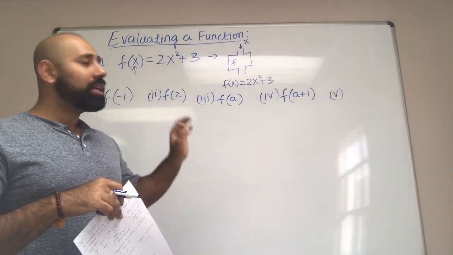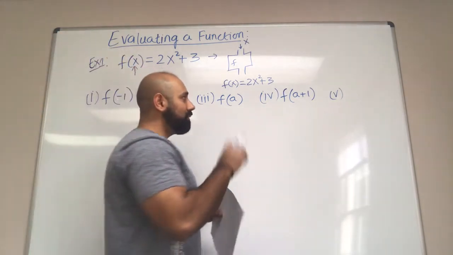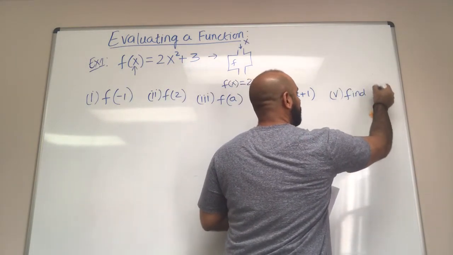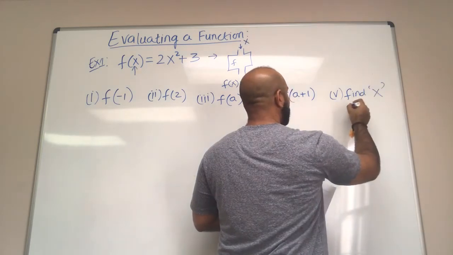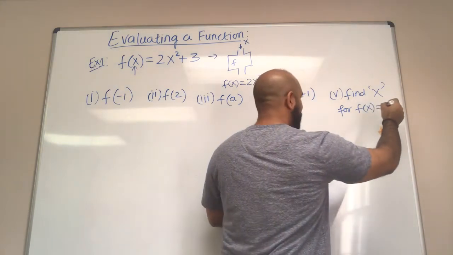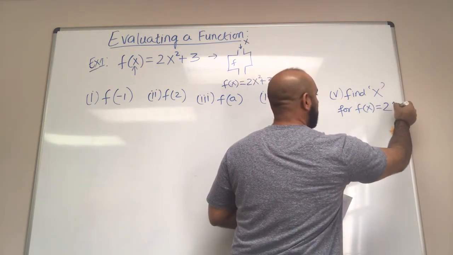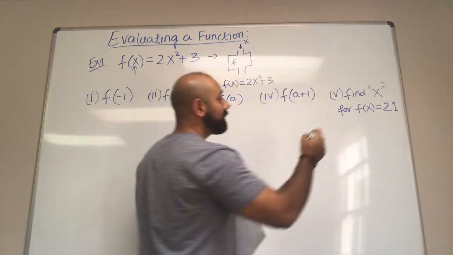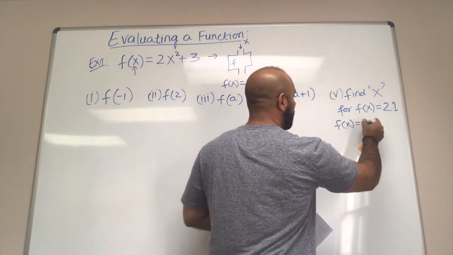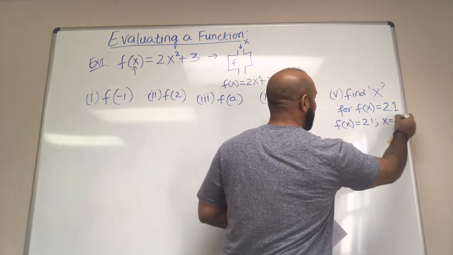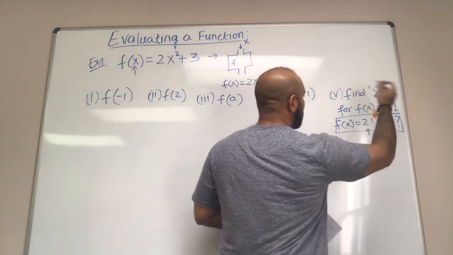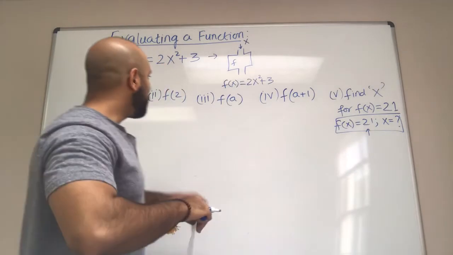So please see the wording of the last one carefully. The fifth part here says, find x such that f of x equals 21. Or sometimes in certain textbooks they just provide f of x is 21. What is x? So it can be asked like this, or it can be asked like that. So let's go step by step. Let's go with number 1.